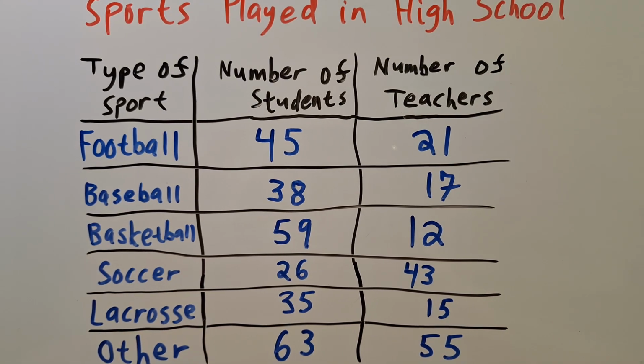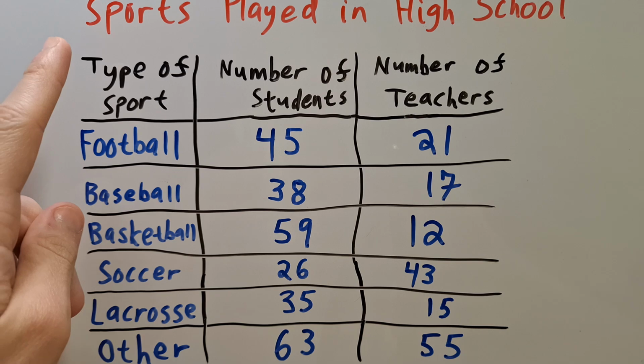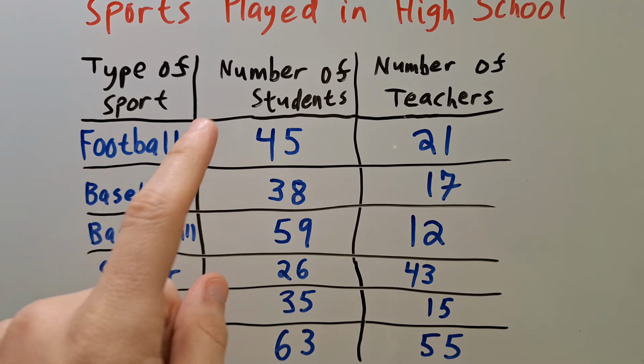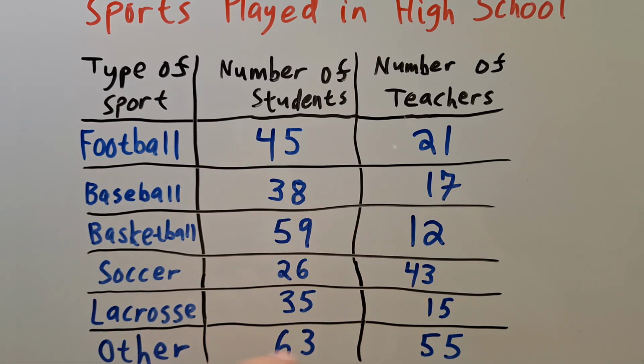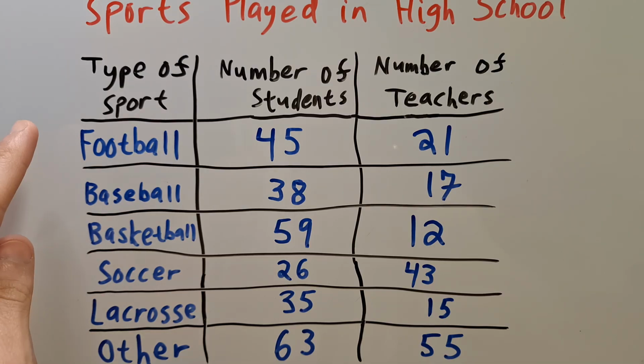So this is an example of what a table could look like. This is based upon different sports played in high school from students and teachers. And this is not from any credible source. I just made this up on a limb.